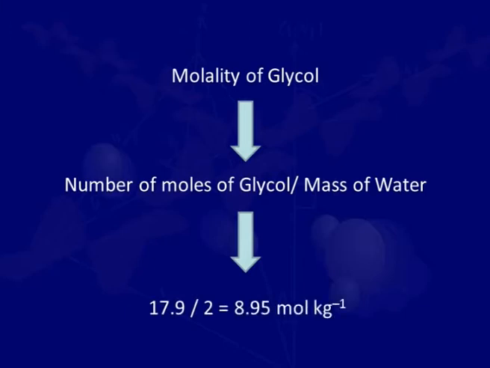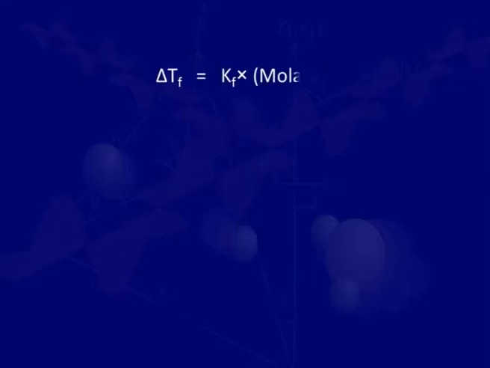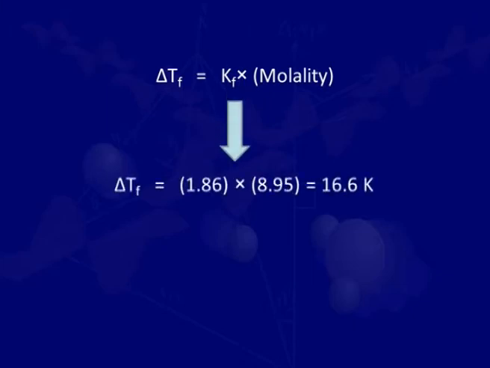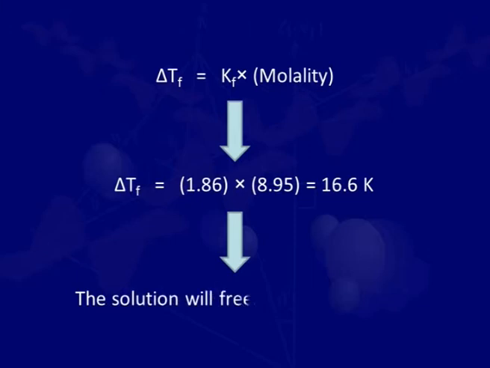8.95 mole per kg. As we know that delta Tf is equal to Kf into molality, therefore delta Tf will be equal to 1.86 into 8.95, which is equal to 16.6 Kelvin. Now the freezing point of pure water is 0 degrees Celsius, hence the freezing point of this solution will be equal to minus 16.6 degrees Celsius.